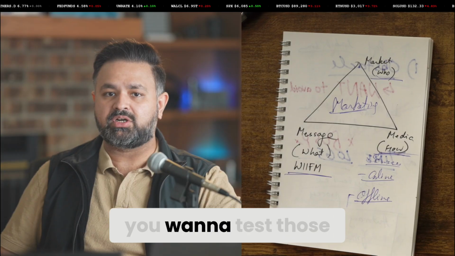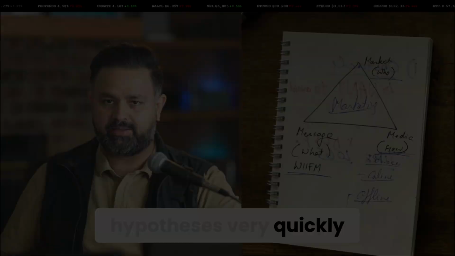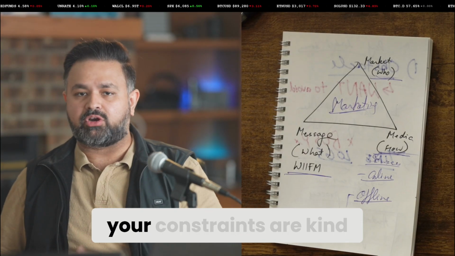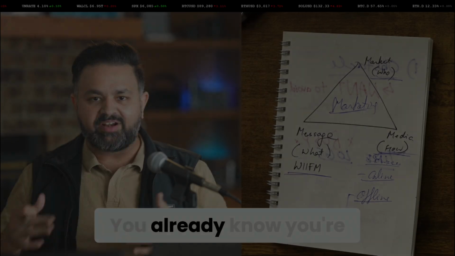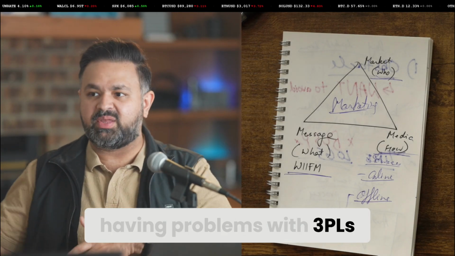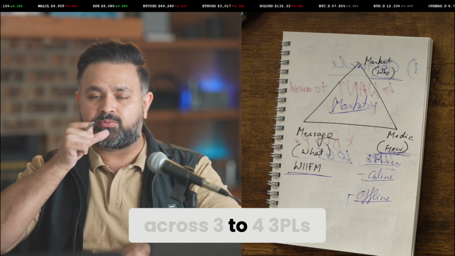All you want to do is test those hypotheses very quickly, because on the supply side, your constraints are kind of self-evident. You already know you're having problems with 3PLs, so you just diversify across 3 to 4 3PLs.